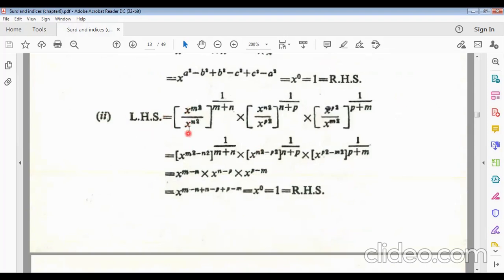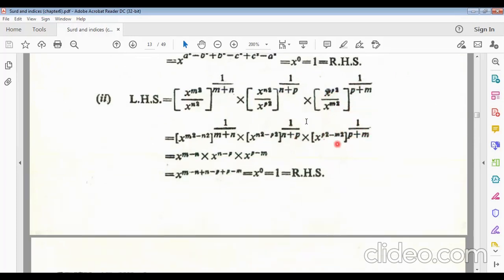Now this is the same base, x. So x to the power m square minus n square, and the power will be 1 by m plus n, right? Now x to the power n square and p square can be written as n square minus p square, same base, and the division rule for indices is minus. The power will be 1 by n plus p. Now x to the power p square and x to the power m square will be p square minus m square; there is a typo here. And the power will be 1 by p plus m.